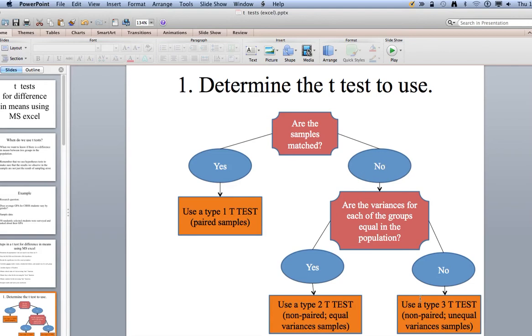So we're down to these two types of tests. Now, are the variances for each group equal in the population? Well, we don't really know that. So we will calculate both tests. We'll use a test for non-paired unequal variances and a test for non-paired equal variances. We'll start with this one. We'll assume that they have equal variances and see what happens.